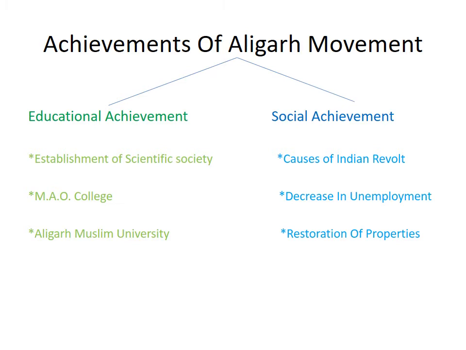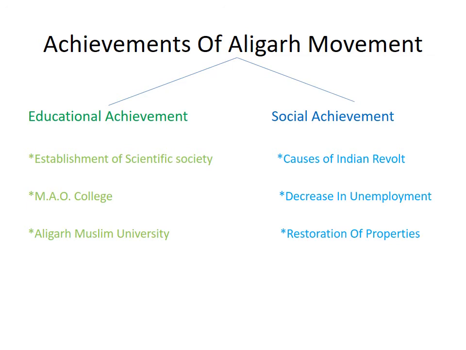Number 2, Mohammedan Anglo-Oriental College. In 1875, Sir Syed established a school in Aligarh on the model of Cambridge University, England, which was later raised to the level of a college named Mohammedan Anglo-Oriental College. Number 3, Aligarh Muslim University. In 1922, MAO College was raised to the level of a university called Aligarh University. This university gave educated leadership and companions for the struggle for Pakistan.